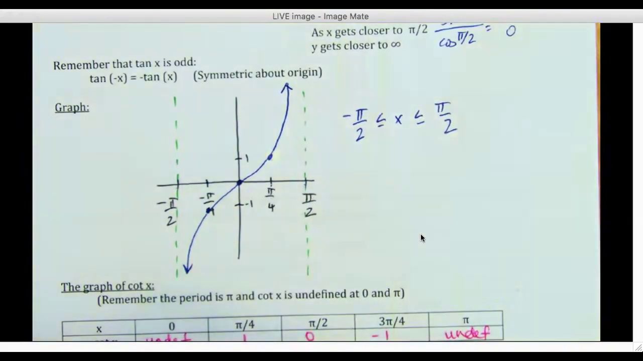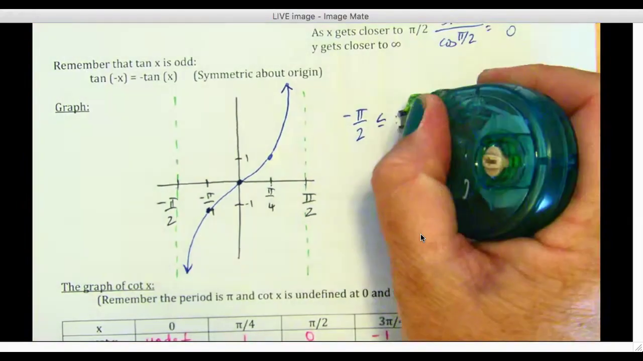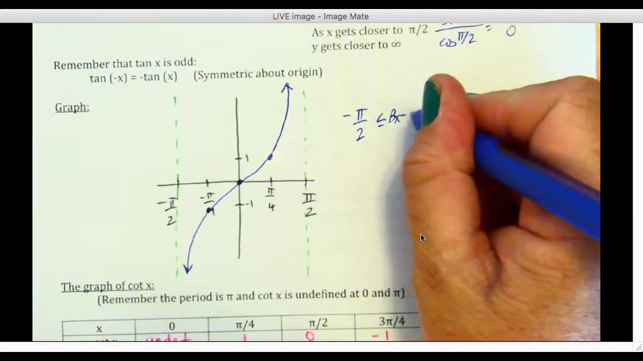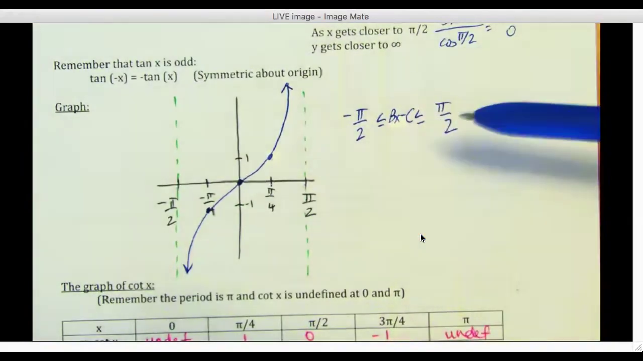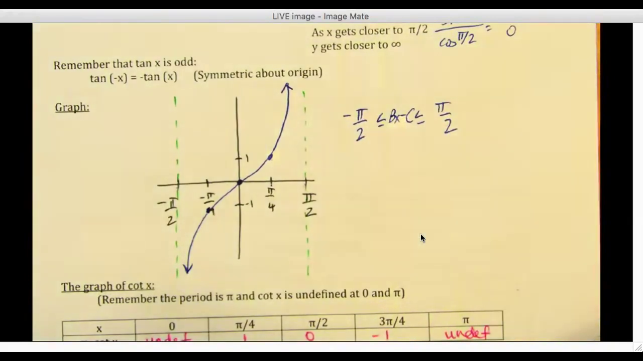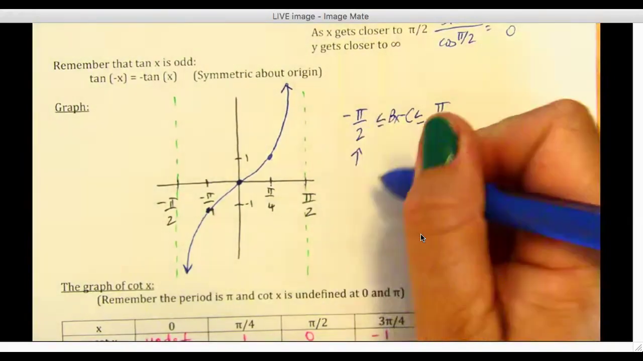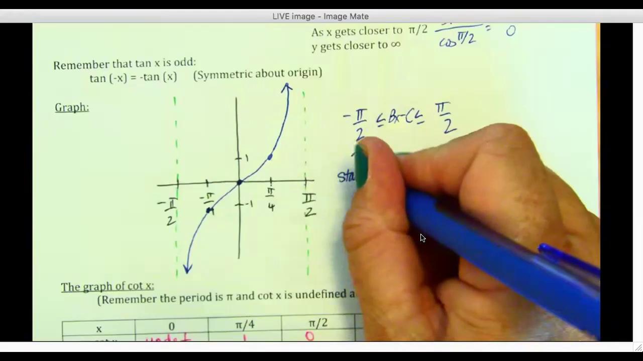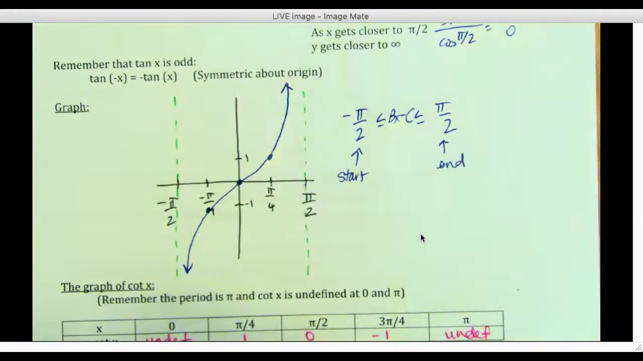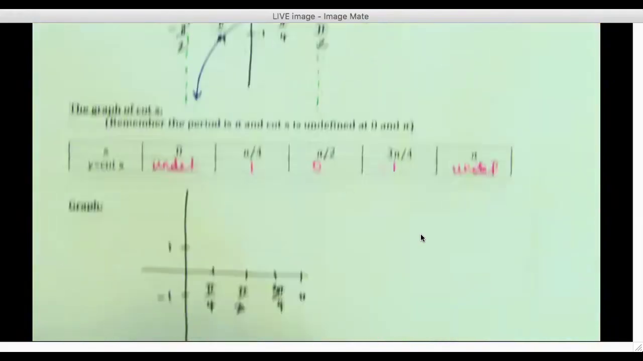And rather actually than having x in the middle there, I'm going to rewrite that and write bx minus c. And just like we did with sine and cosine, I can add c and divide by b to all 3 sides to find my new start and end. So this is my normal start and end. And then if we have shifts on it, we can change those. All right, let's look at cotangent.